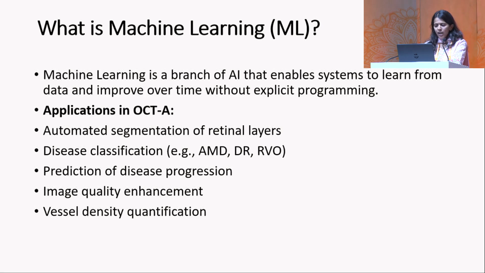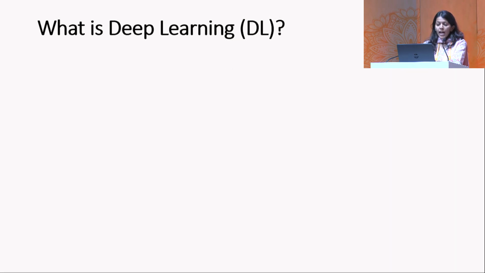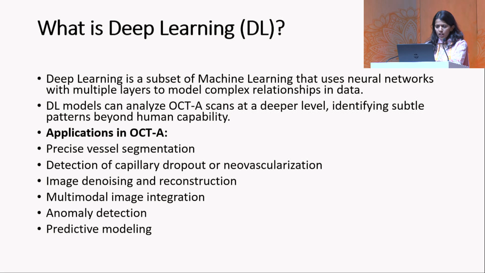It's a branch of AI that enables systems to learn from data and improve over time without explicit programming. Its applications in OCT angio include automated segmentation of retinal layers, disease classification, predicting disease progression, enhancing image quality, and quantifying vessel density. Deep learning, however, is a subset of machine learning that uses neural networks with multiple layers, as the name suggests, to model complex relationships in data.